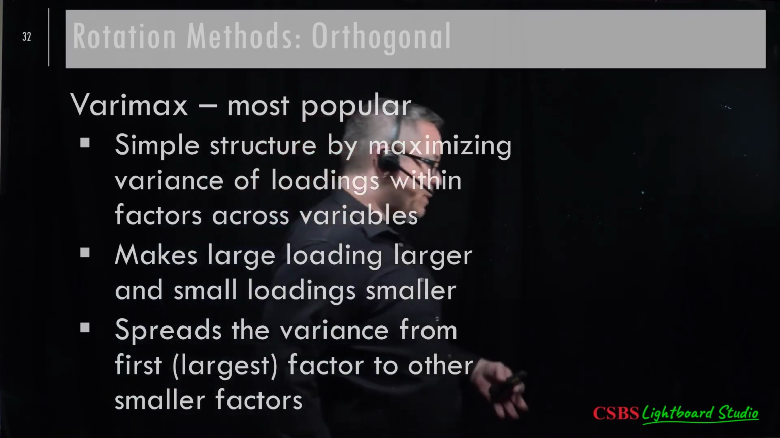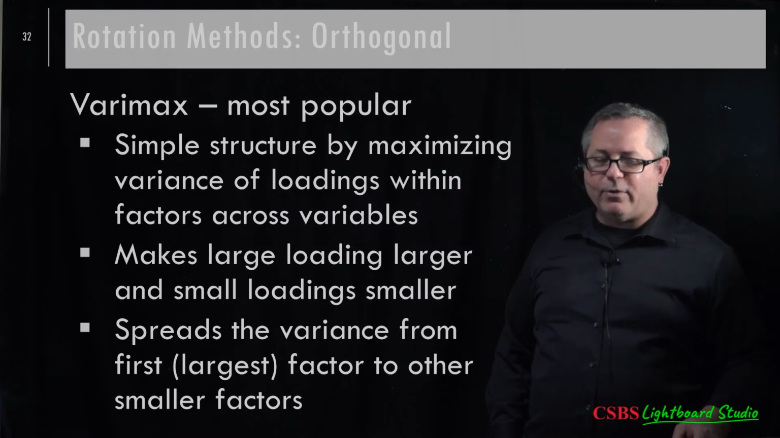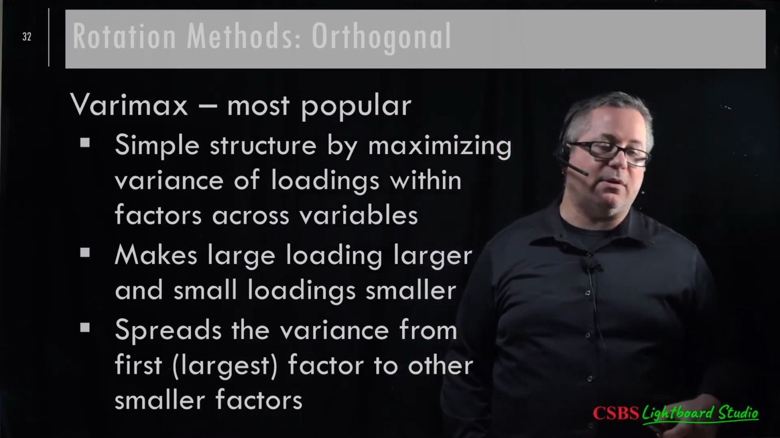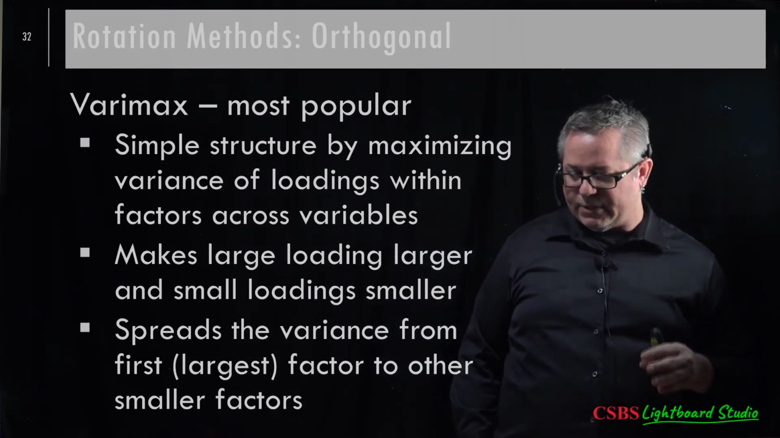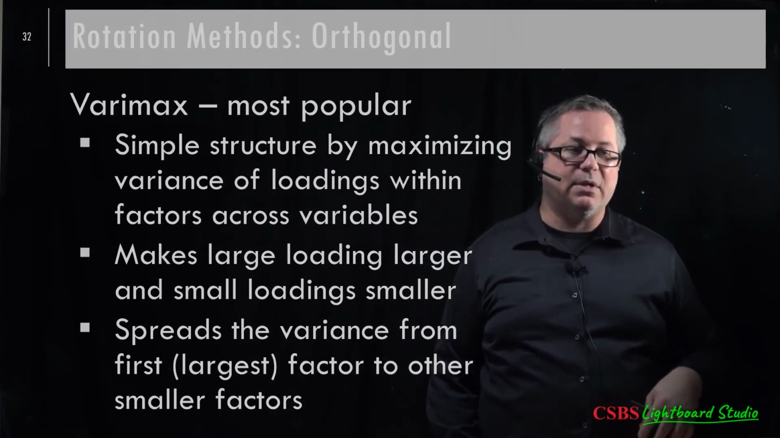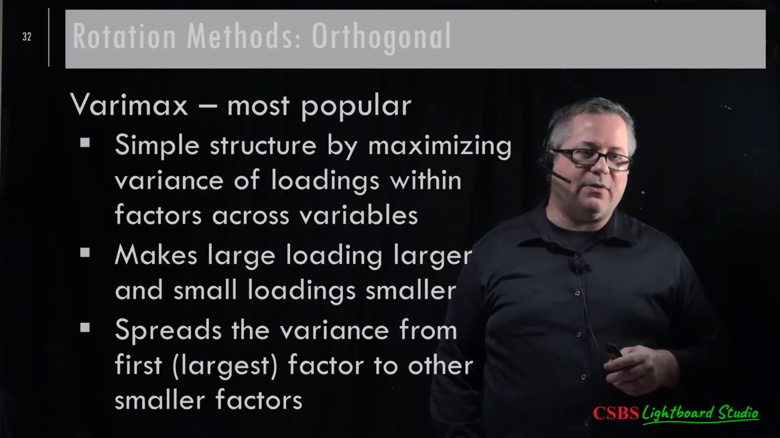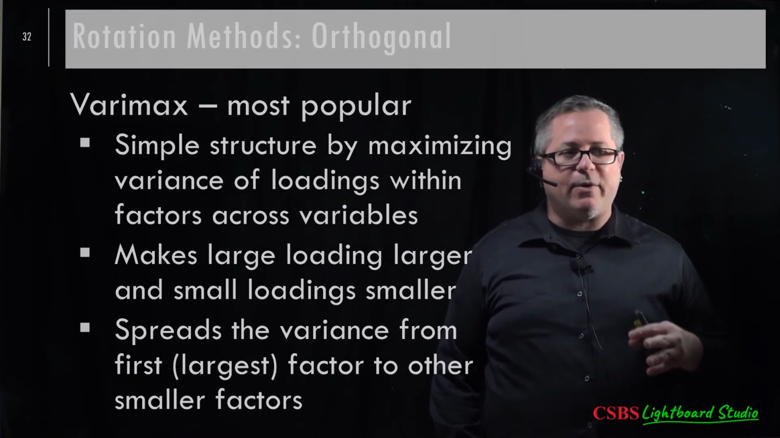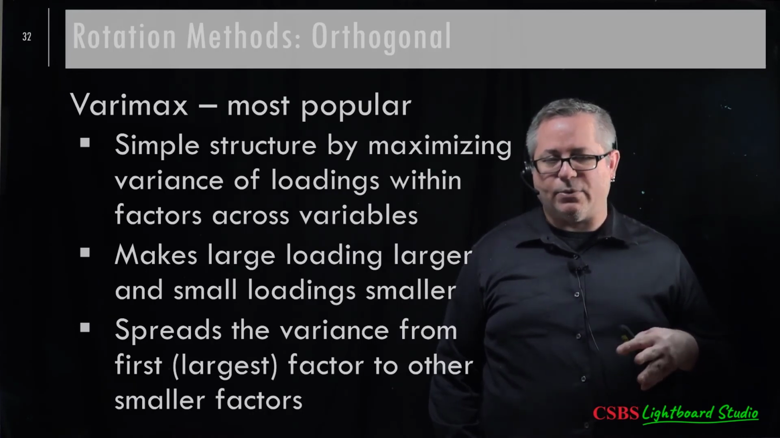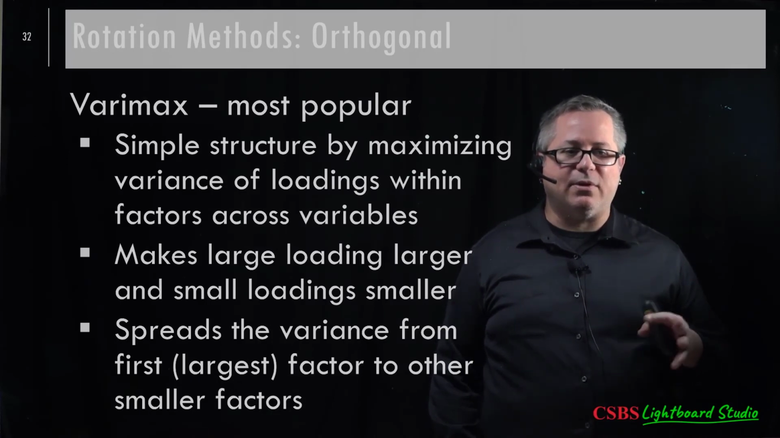So here are the most common methods for rotation. Varimax is by far the most common, period. Most of the time when someone starts off doing exploratory factor analysis, even if they think their factors are correlated, they're going to start off doing Varimax first. It's the most popular because if Varimax can get you simple structure, then it's the easiest one to interpret. It's the easiest one to deal with, so they'll do Varimax.